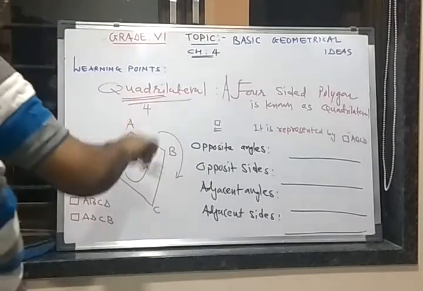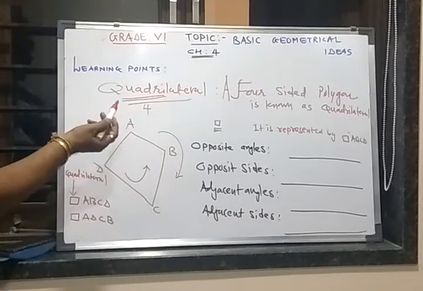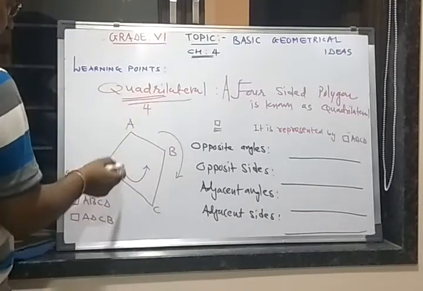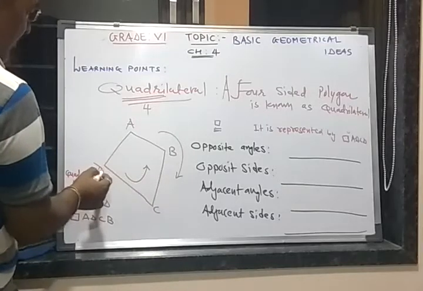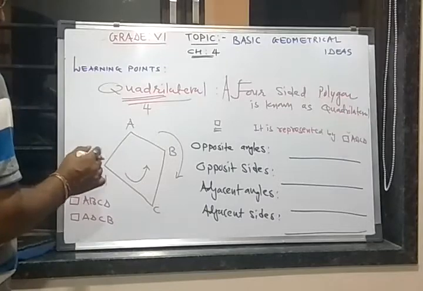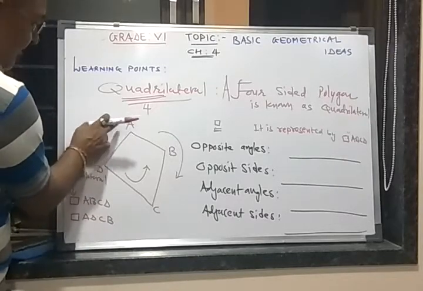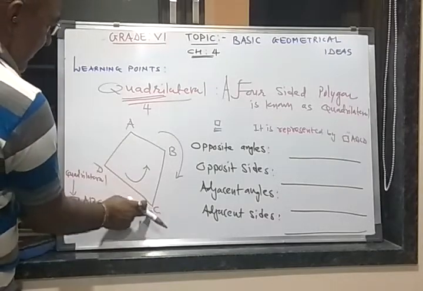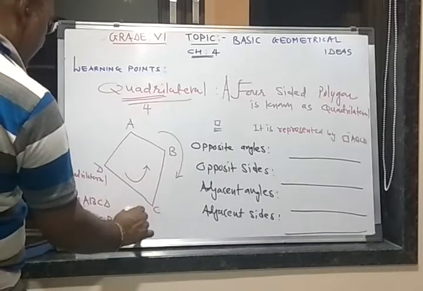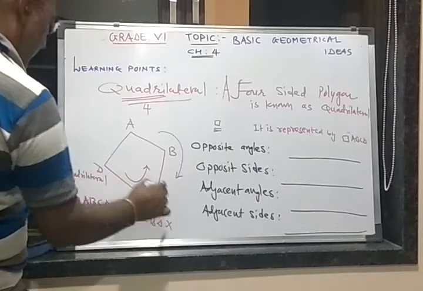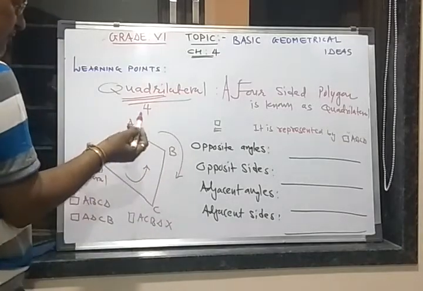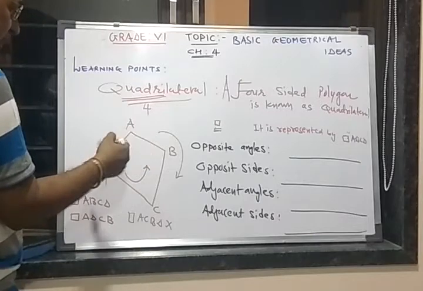You can name it in clockwise direction or in anti-clockwise direction. Say quadrilateral ABCD, or you can say ADCB. It is right. But you can't write quadrilateral ACBD. ACBD, wrong. Because it is not consecutive. You see, either in clockwise or anti-clockwise.